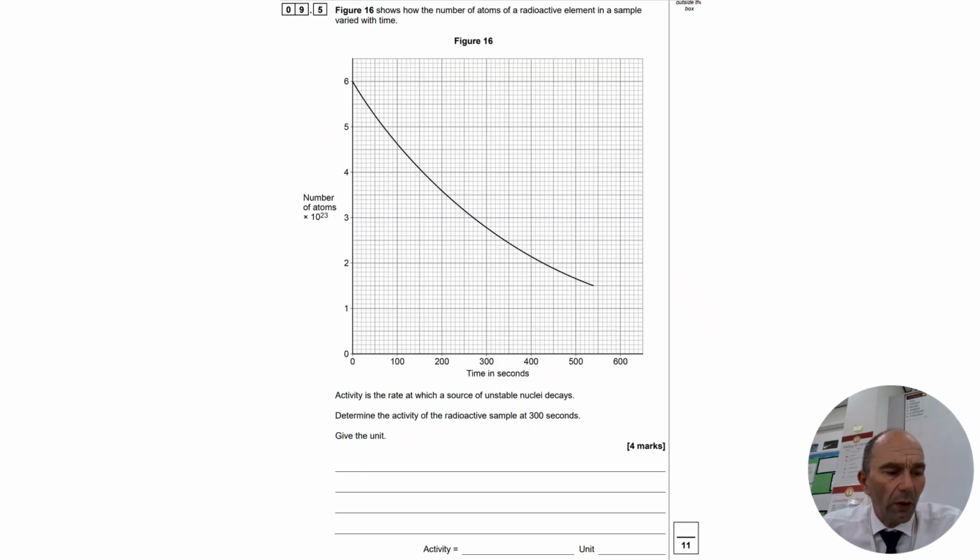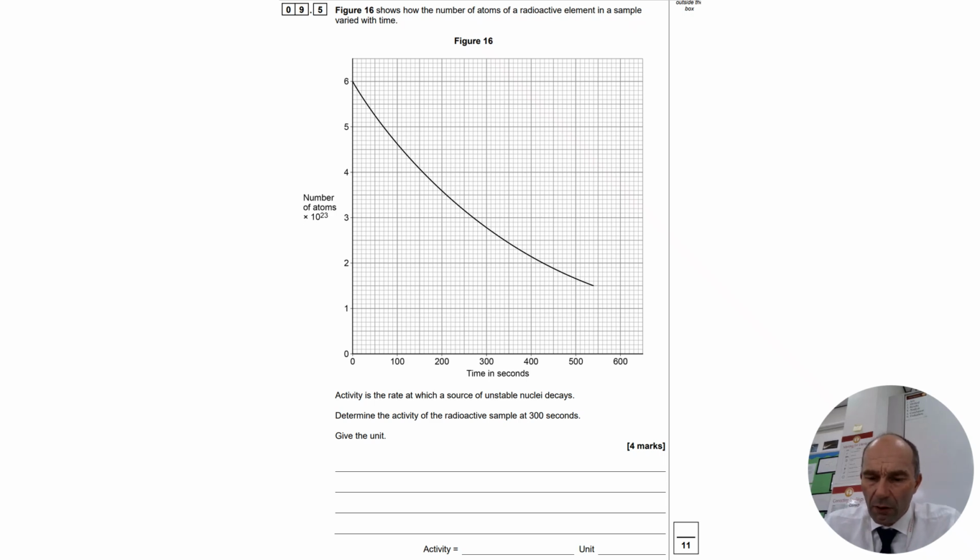Okay, so question 9.5. This time we've got a graph showing how the number of atoms of a radioactive element in a sample varied with time. So you've got the number of atoms, and then the time in seconds. Activity is the rate at which a source of unstable nuclei decays. Determine the activity of the radioactive sample at 300 seconds, give the unit.